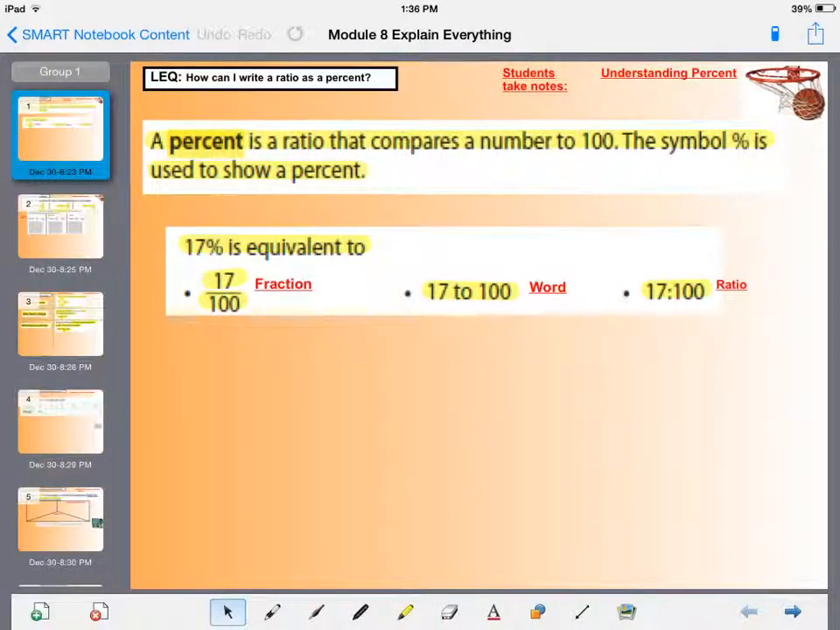Hi guys, and welcome to Module 8 where we talked about percents. A percent is a ratio that compares a number to 100, and the percent symbol is used to show a percent sign. So for example, a percent can be written as a fraction. Percents are always out of 100, so 17 over 100. You can write it in word form, 17 to 100, always comparing it to 100. And you can also write it in ratio form, 17 to 100.